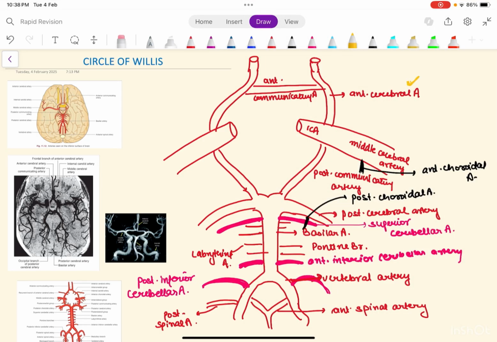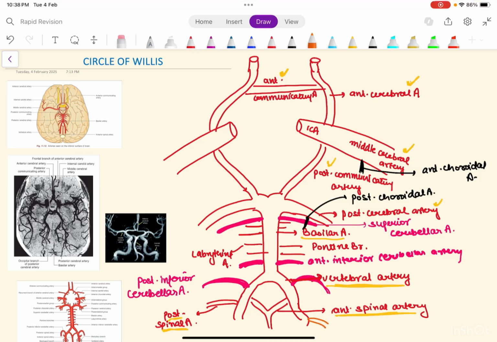We have the anterior cerebral artery, middle cerebral artery, and posterior cerebral artery. Alright, then the anterior communicating artery, then the posterior communicating artery, then the basilar artery, and then we have the vertebral artery, then the anterior spinal artery and posterior spinal artery.